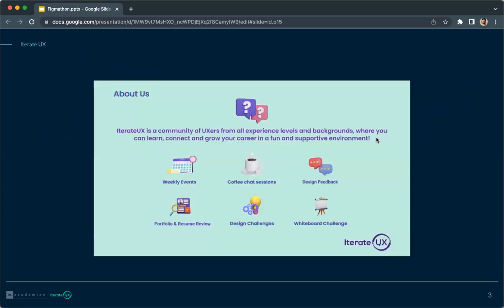I also want to give an introduction to IterateUX. IterateUX is a community of UXers of all experience levels and backgrounds, where you can learn, connect with others, and grow your career in a fun and supportive environment. They do weekly events, coffee chats, design feedback, portfolio and resume reviews, design challenges, and whiteboard challenges. I am a mentor at the community. So if you are curious about UX research or want to learn more about it, or have a chat in general with me, you could do that through the community.